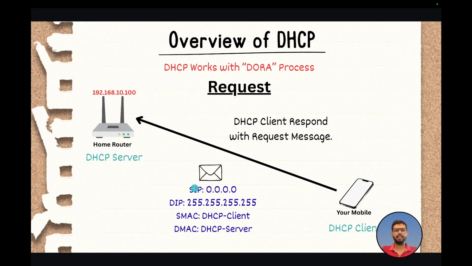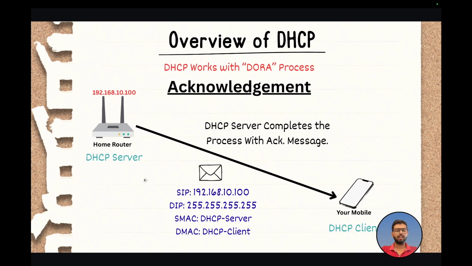Now let's see how the DHCP server will acknowledge this packet. So we are on to the last phase of the DHCP process, which is called acknowledgement. In this phase, the DHCP server will complete the process with an acknowledgement message. This packet will include all the information related to DHCP acknowledgement. It will have the IP information, lease time.